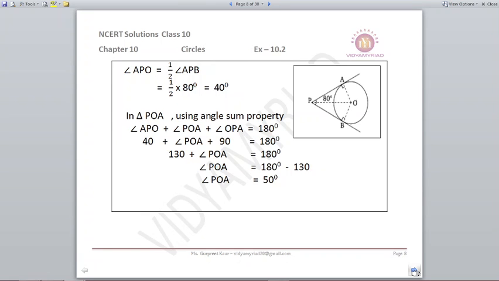Now using the angle sum property of triangle POA, we can say that we have 40 degrees with us, we have 90 degrees with us, and we can find angle POA. Their sum is equal to 180 degrees, which comes out to be 50 degrees.